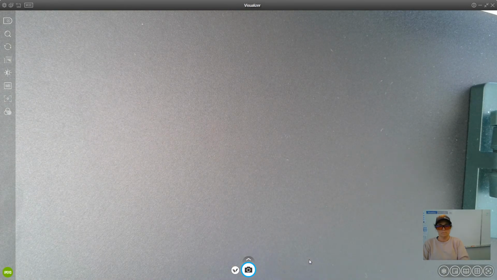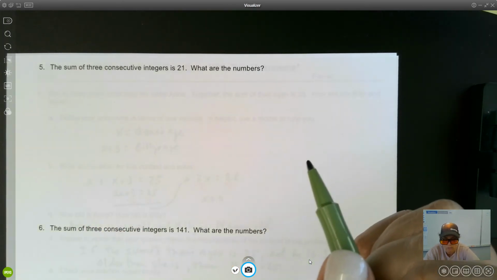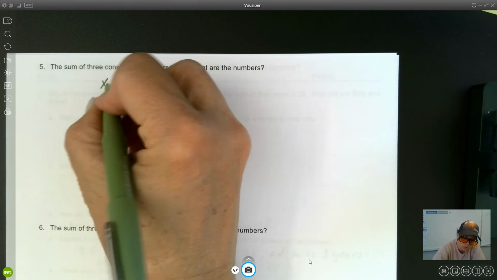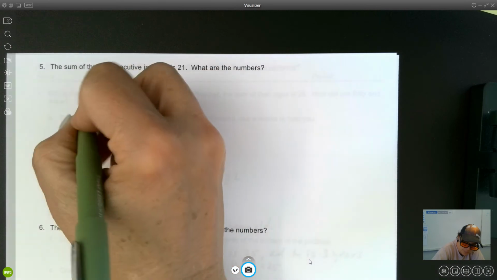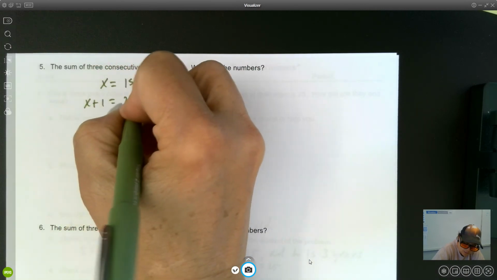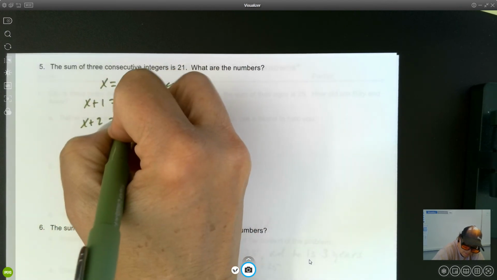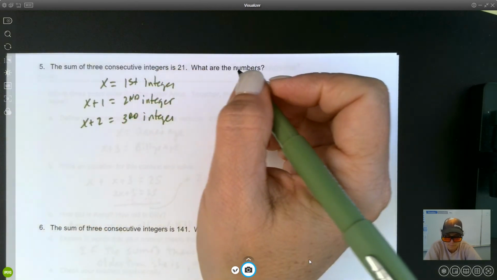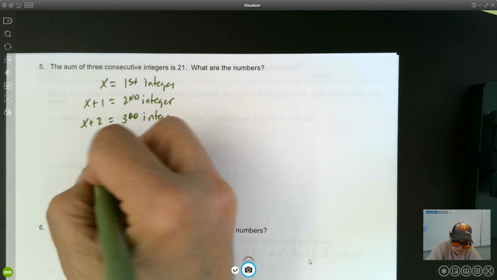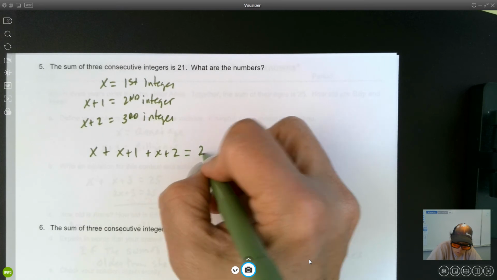All right, last page. 3 more problems. The sum of 3 consecutive integers is 21. What are the numbers? Okay, so the first integer is x, the second integer is x plus 1, and x plus 2 would be the third integer. All right, let's add all these up. x plus x plus 1 plus x plus 2 equals 21.